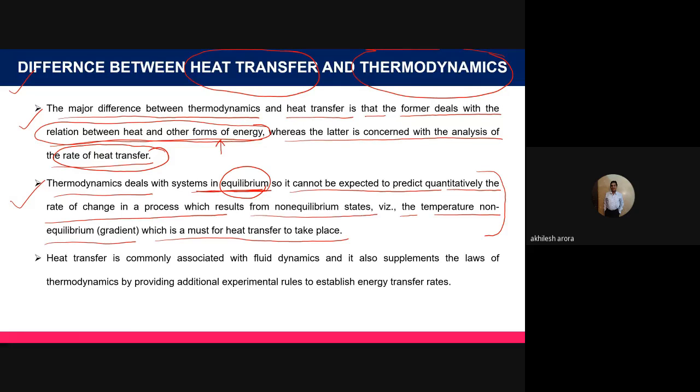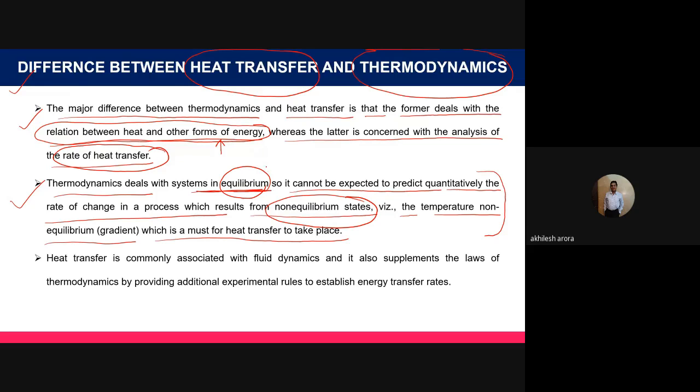But what will happen if there is no equilibrium? Actually, if you think of any process, the system is never in equilibrium. If you talk about heat transfer, for example, heat transfer takes place from high temperature to low temperature, and this is only possible when there is some temperature gradient. If the temperature gradient does not exist, the heat transfer will not be able to take place. The system is never in equilibrium during that heat transfer process. So in heat transfer we are talking about non-equilibrium states.